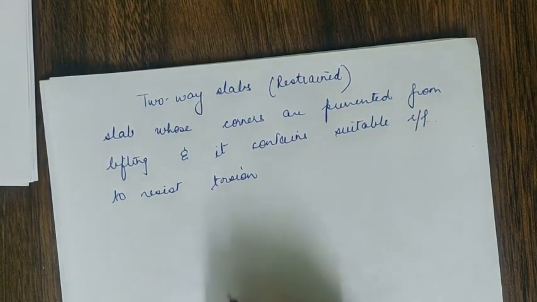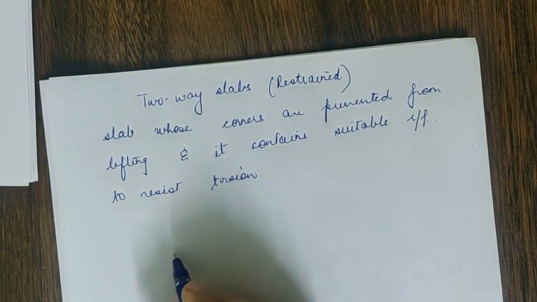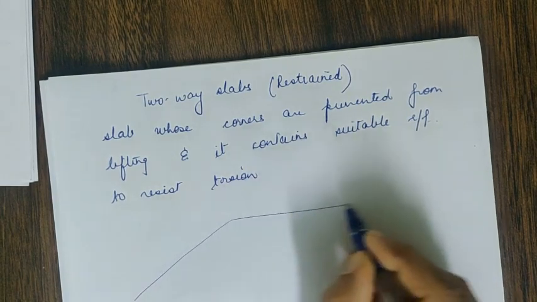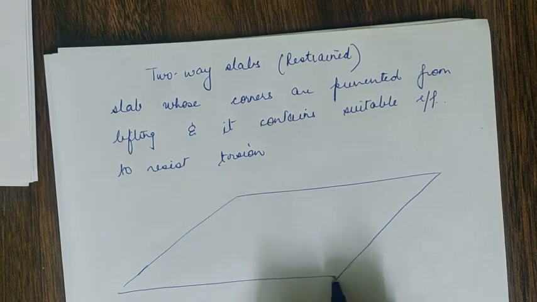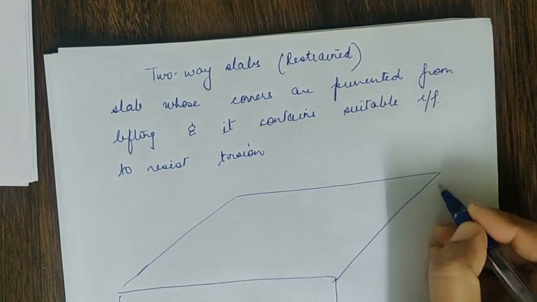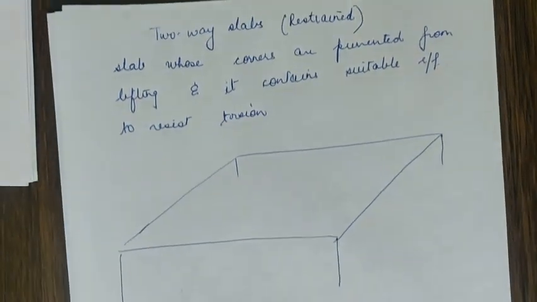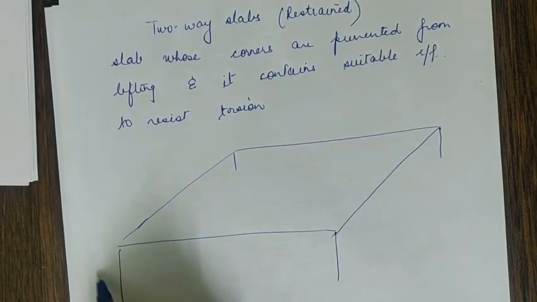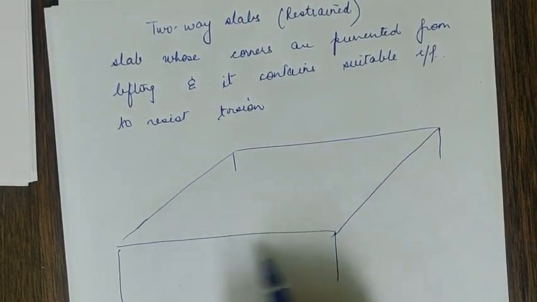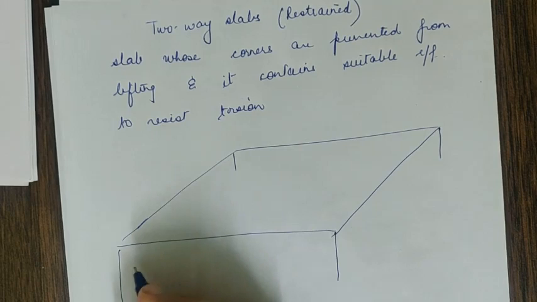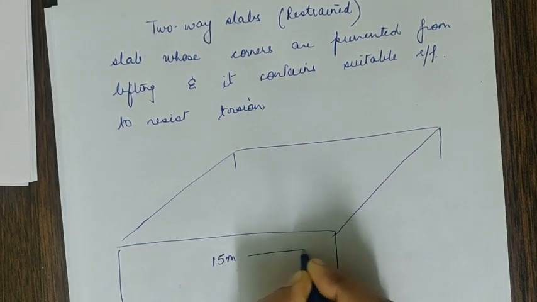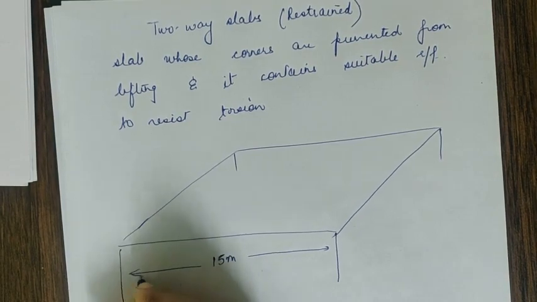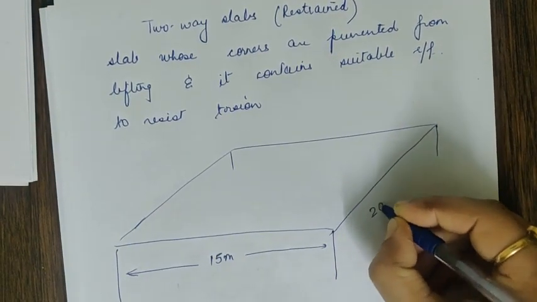See, it is the slab. Let us say I am talking about a slab. This is, let us say, the room, and I want to put a slab on this room. Now let us say the dimensions of this room are very large. Let us say this dimension is something like 15 meters. The other dimension is, let us say, 20 meters.